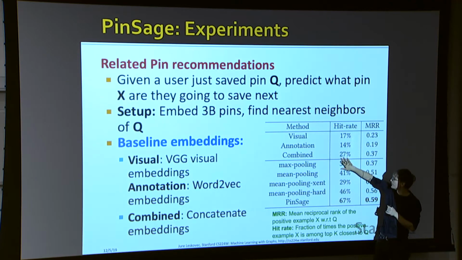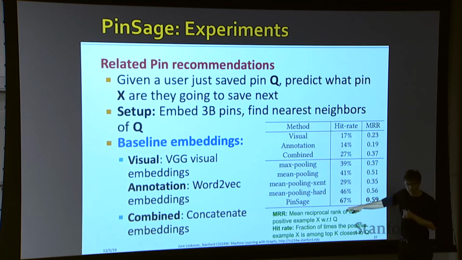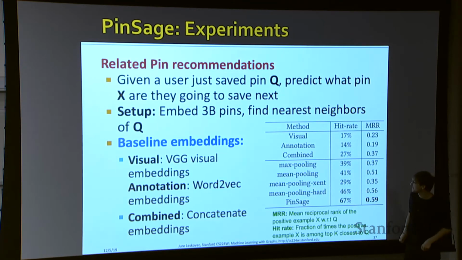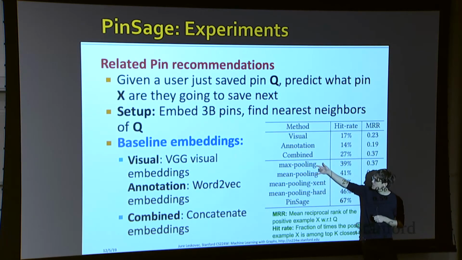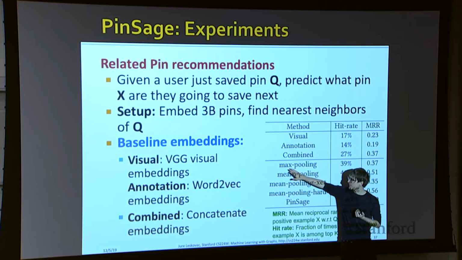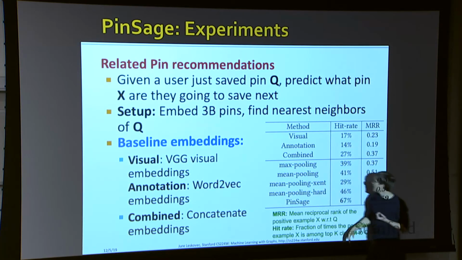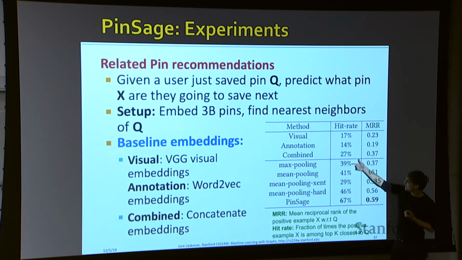It's 27. Now, here are the graph-based techniques. If I'm just aggregating information from all the neighbors, but here I'm using the max, here I'm using the mean, I do between 39 to 41. So I do 50% better than what vision can do.